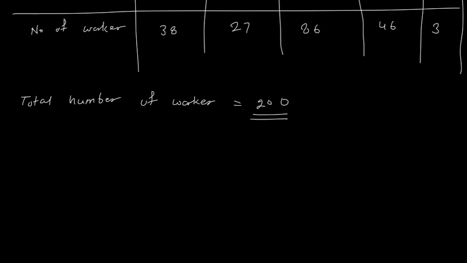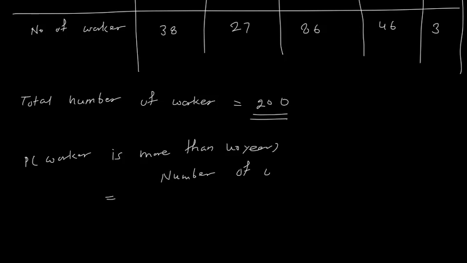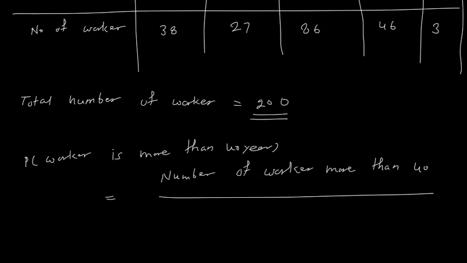Now the probability of a worker being more than 40 years. The probability that the worker is more than 40 years is the number of workers more than 40 divided by the total number of workers.